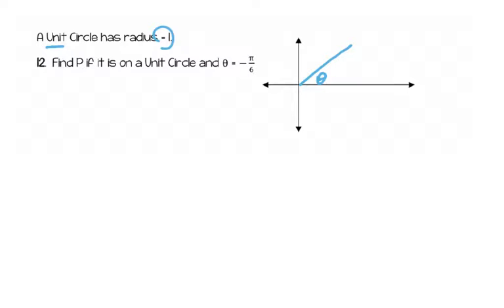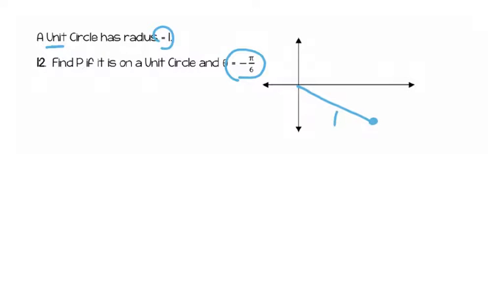So I'm going to just take this. This is going to be my angle theta. I don't know what it is. This is going to be 1. And we're going to find P. It's on a unit circle, and theta is going to be negative pi over 6. Okay, so negative pi over 6, that tells me that we're going to go a little bit differently here. Negative is going to be that way.